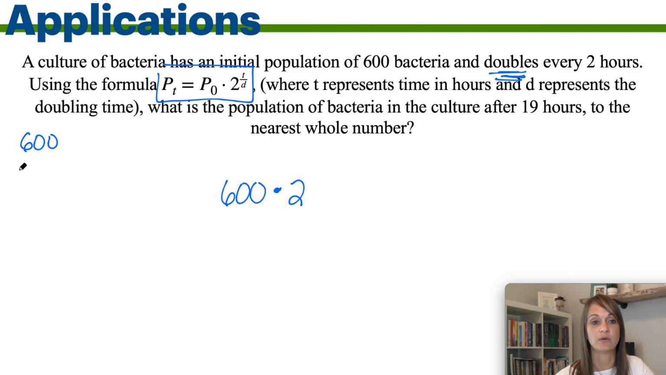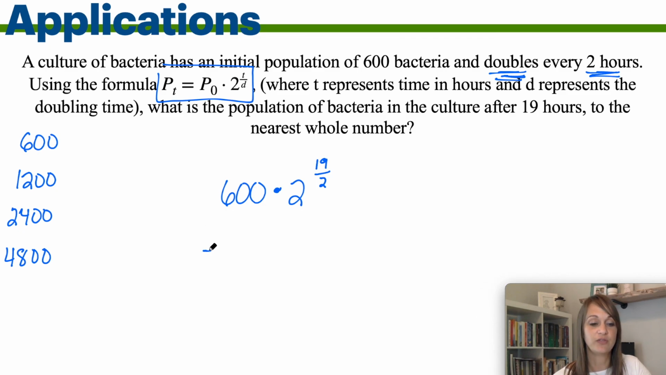Basically it means that you have 600, so after 2 hours you're going to have 1,200. After 2 hours after that, you'll have 2,400. 2 hours after that, you'll have 4,800. It's happening every 2 hours. T represents the number of hours, and D represents the doubling time. The fact that it's happening every 2 hours is your D. They want to know the population after 19 hours, which is the amount of time that has elapsed.